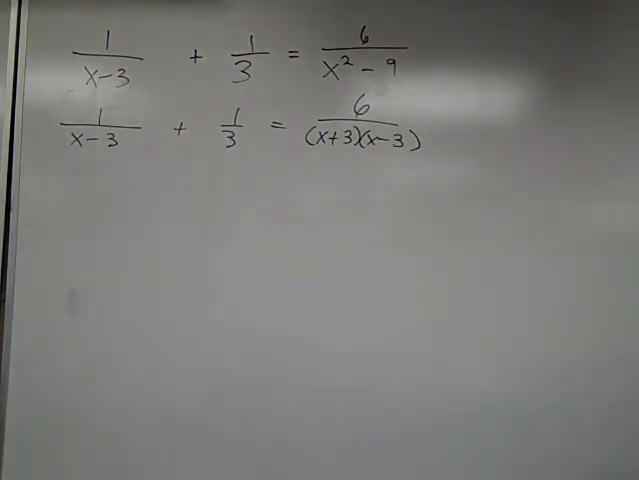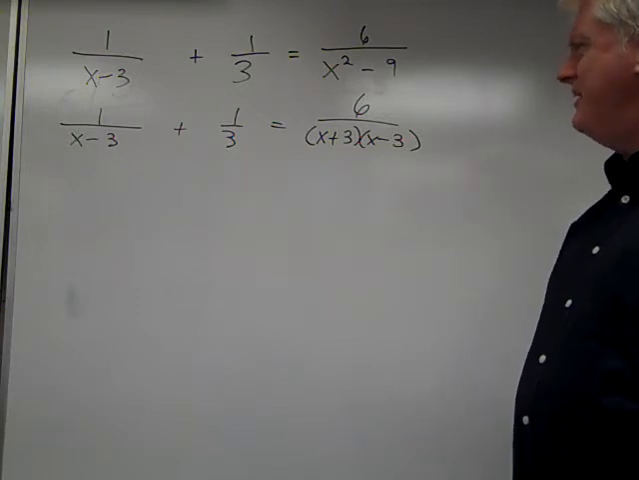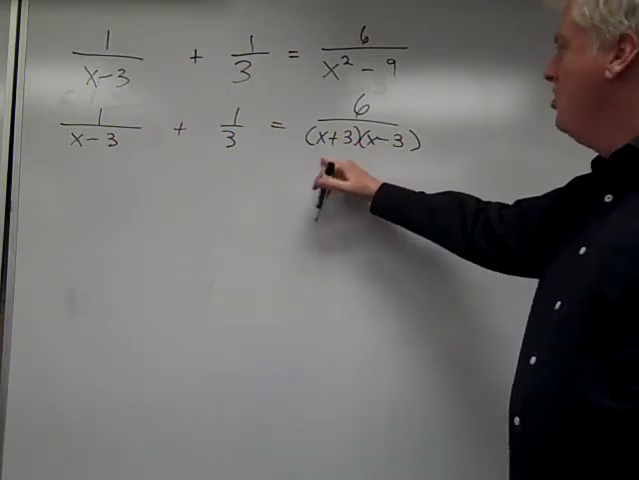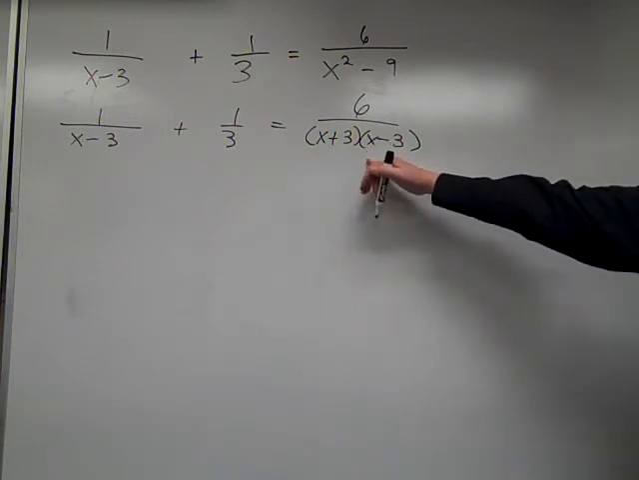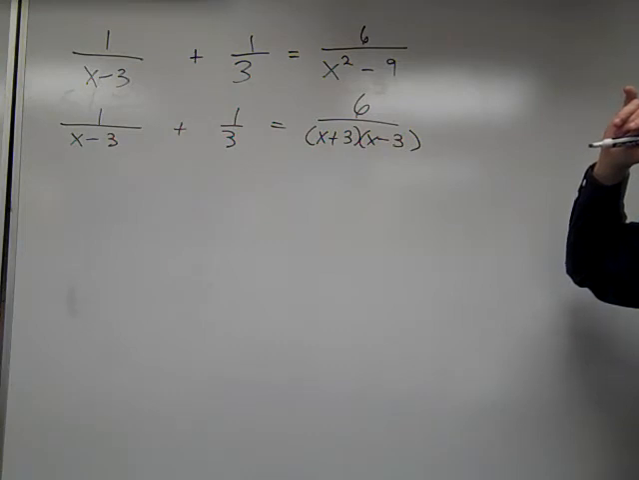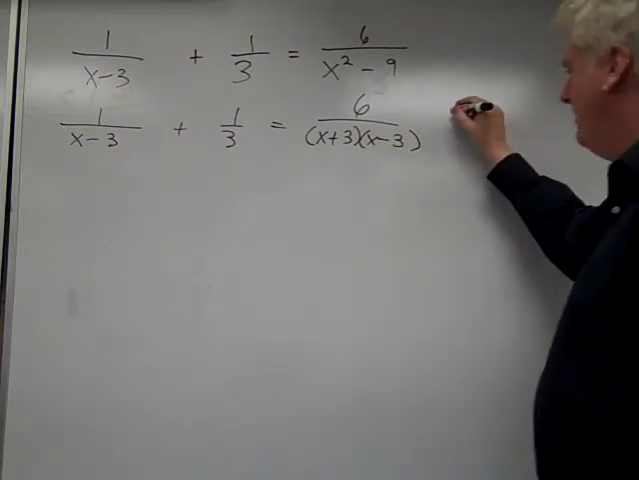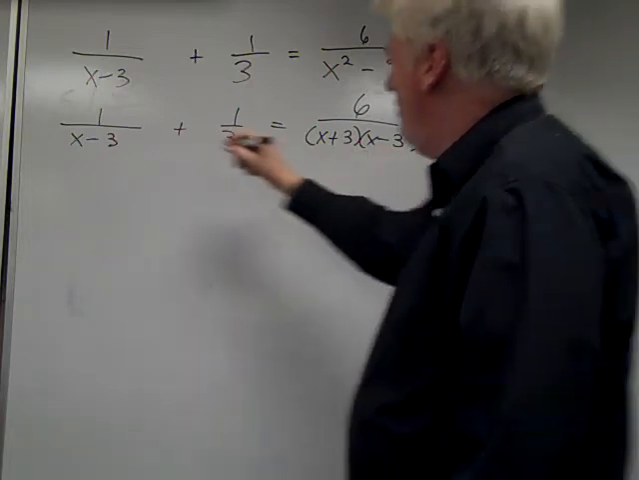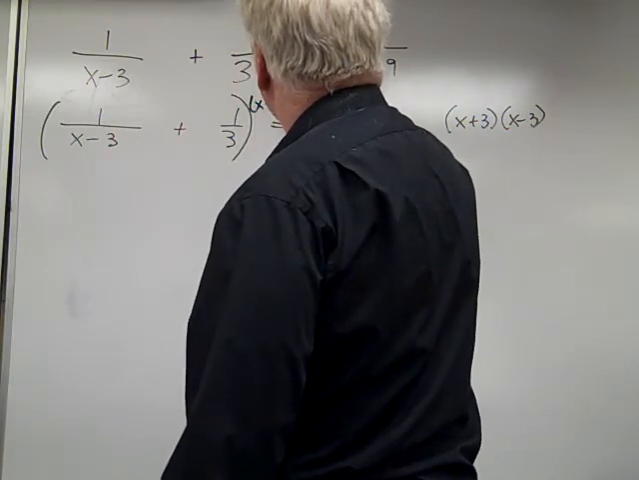We have a couple choices here. Let's just get rid of one fraction at a time. We'll get rid of this fraction, or not get rid of it so much as make it not a fraction anymore. What could we multiply both sides of the equation by to make this not a fraction anymore? X plus 3 times x minus 3. We multiply by this denominator. But if we do it on the right-hand side, we also have to do it to the entire left-hand side.